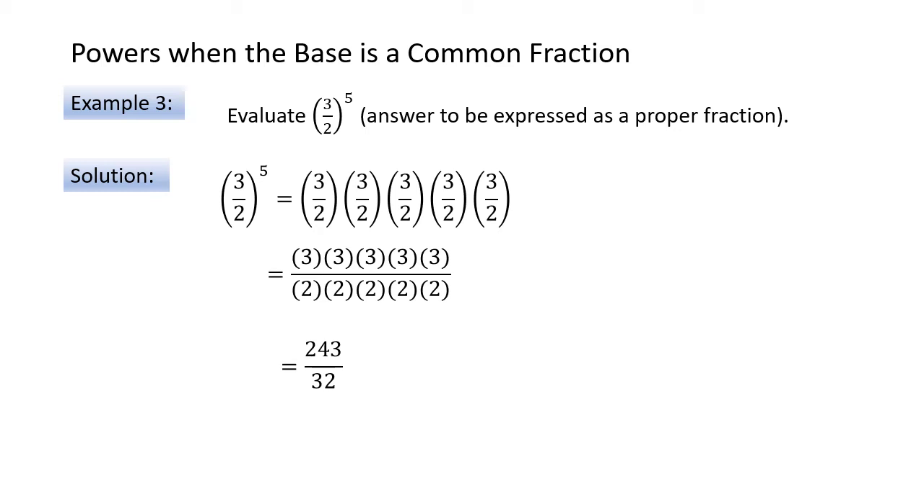This one being, what if your base is a fraction? Okay? And when your base is a fraction, it's the exact same. Nothing changes. So if you look at your example, 3 over 2 to the exponent 5, that's the same as 3 over 2 multiplied 5 times.